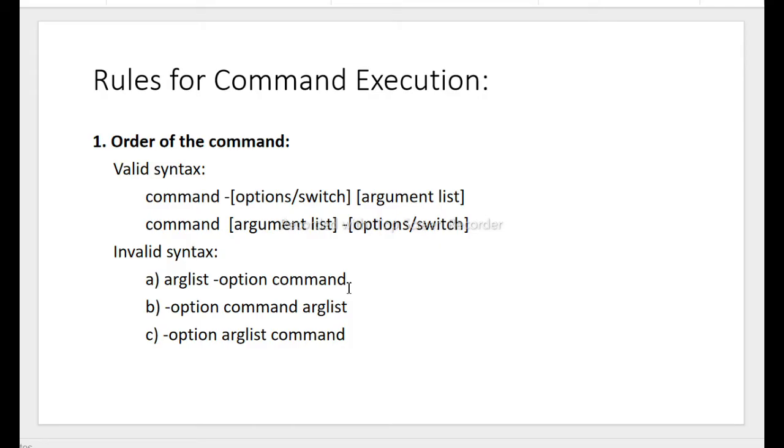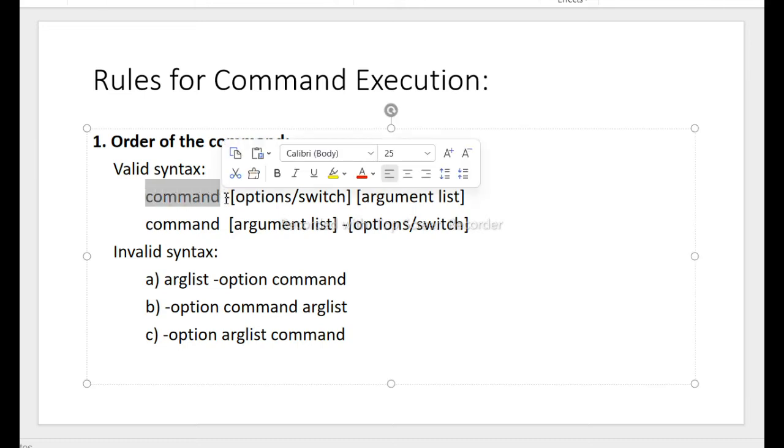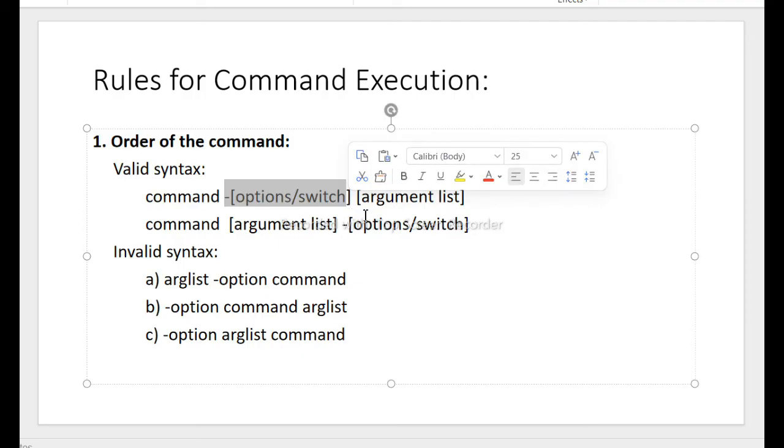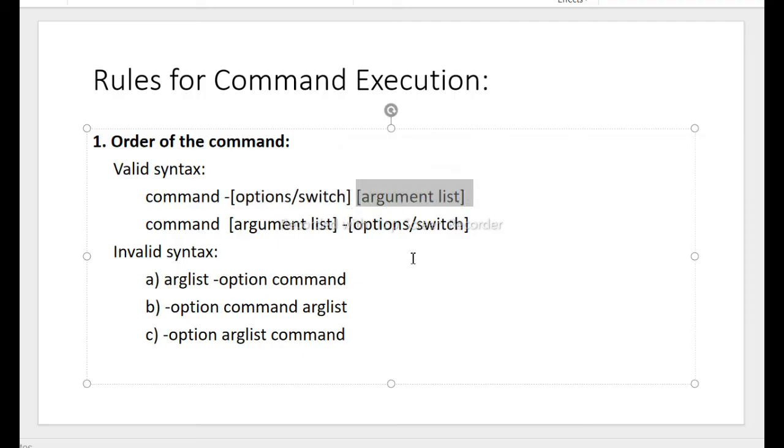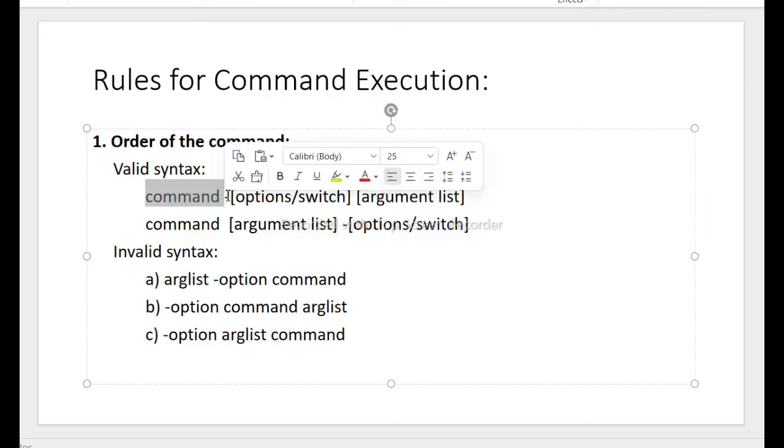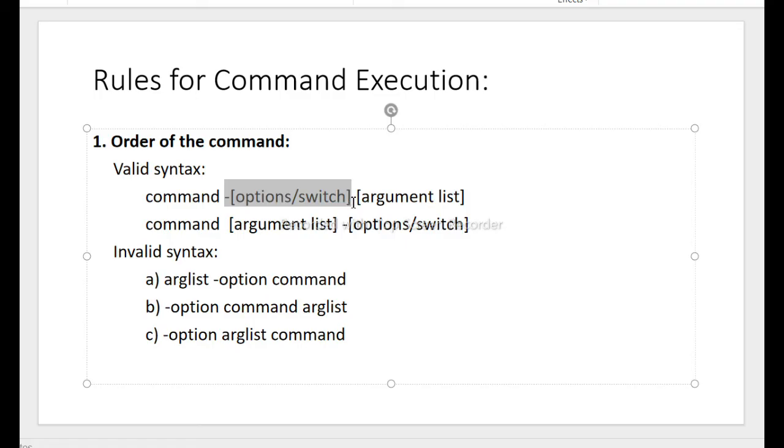Before we start executing all the commands, it's very important to understand the common syntax for any command. In Linux, the commands have a generic syntax. The generic syntax would be the command followed by options, also called the switch, and followed by the list of arguments. The command here represents the name of the command. The option indicates all the possible operations that can be performed with that command. And the argument list is the list of arguments which is provided to the command.